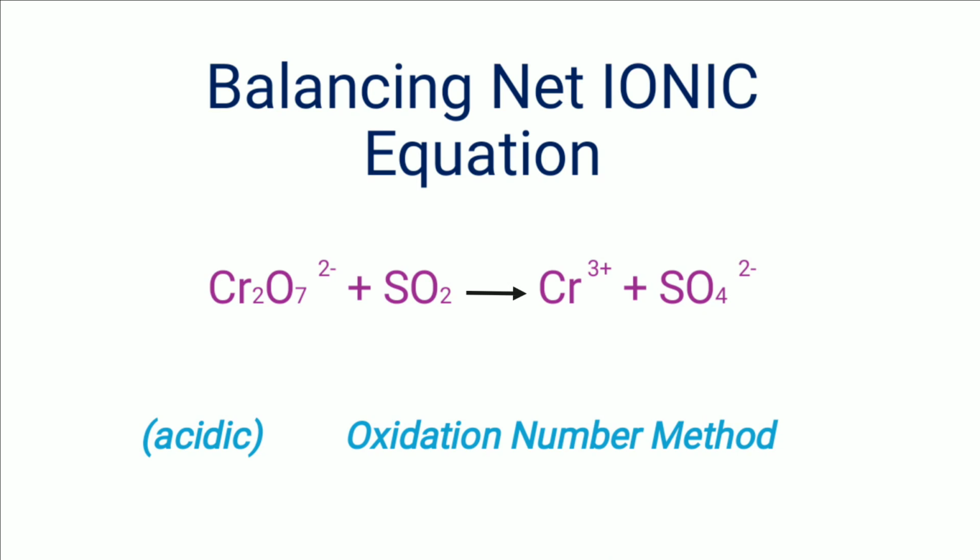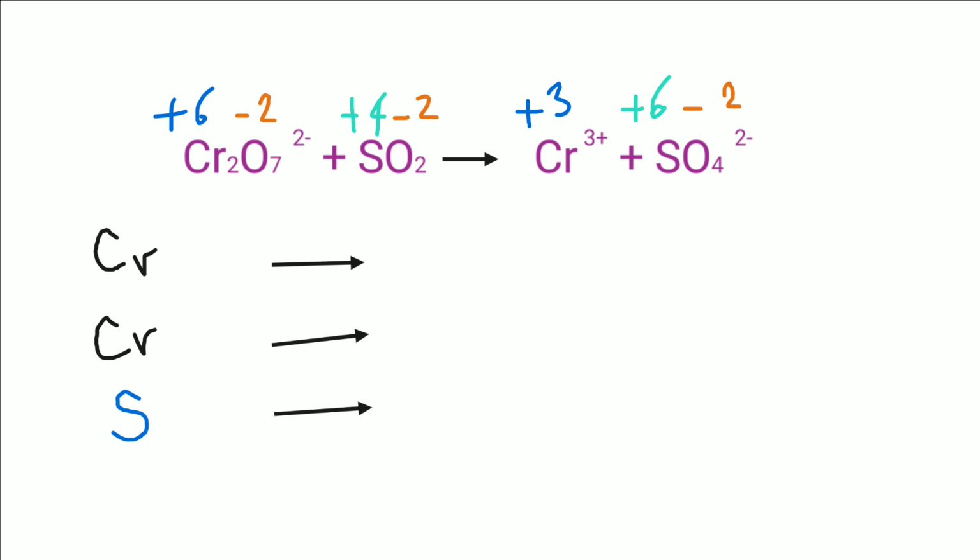Friends, let's balance one more net ionic equation for the reaction between dichromate ion and sulfur dioxide to form chromium ion and sulfate ion. This reaction takes place in acidic medium. Let's balance this equation by the oxidation number method. I have already noted down the oxidation numbers of chromium, sulfur, and oxygen.